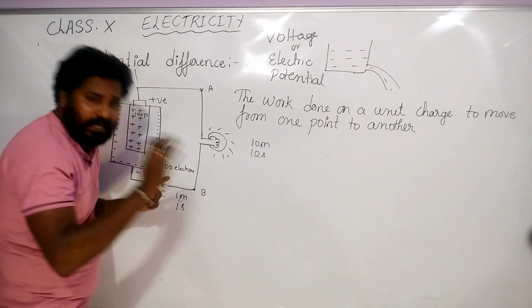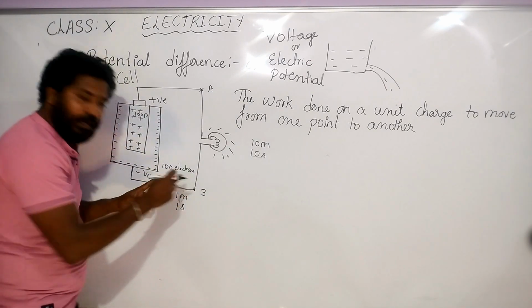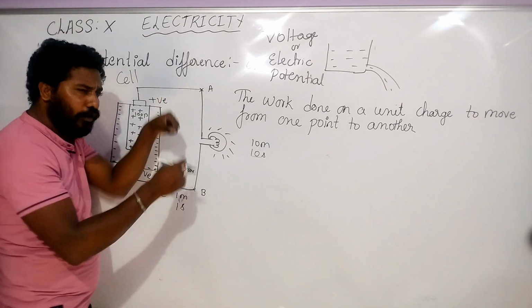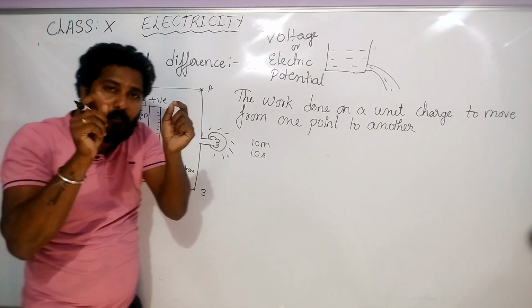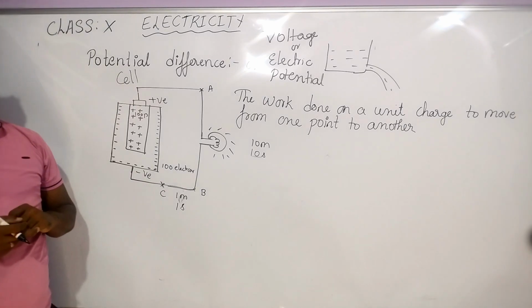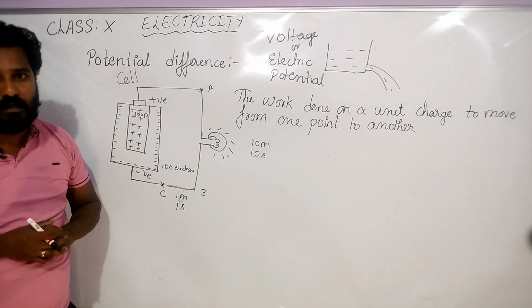That can be any points. That can be between C to B, or that can be B to A, or you take it at any point across the two. You will get the same amount of voltage. Did you understand what I am telling?